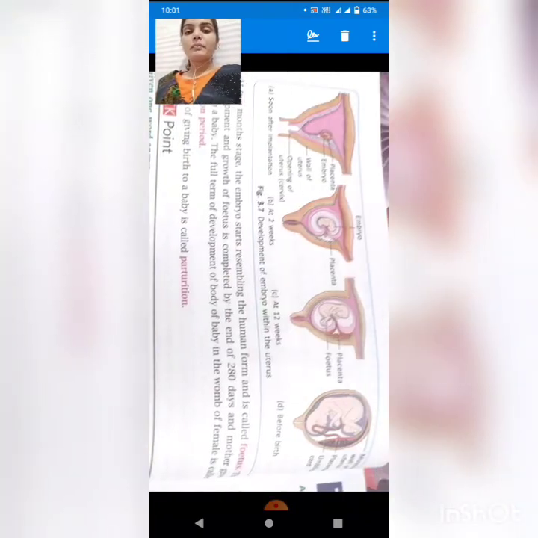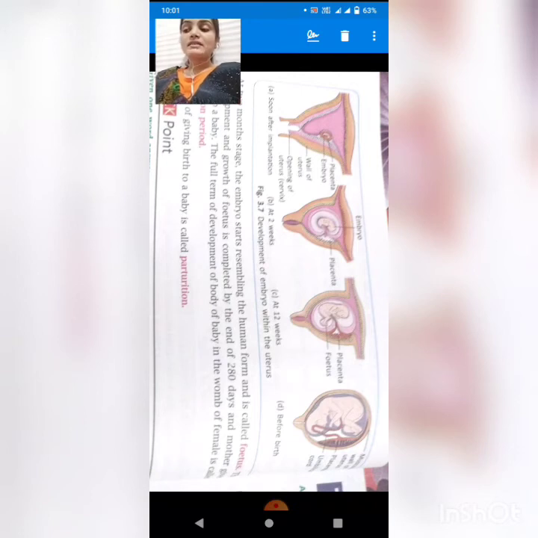Now, students, turn the page. In figure number 3.7, you can see soon after implantation, the embryo is attached to the wall of the uterus and the placenta is being formed. After that, with the help of the placenta, the embryo is getting all the nutrients and gases, and the embryo starts developing. After that, the embryo becomes a fetus, and the diagram shows how the fetus looks before birth.